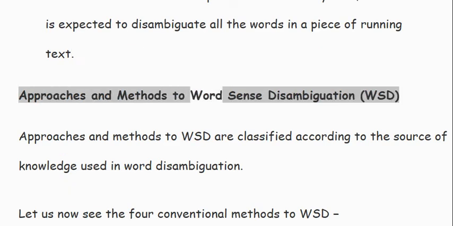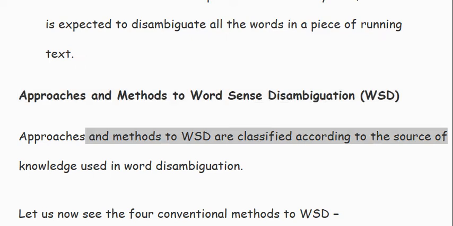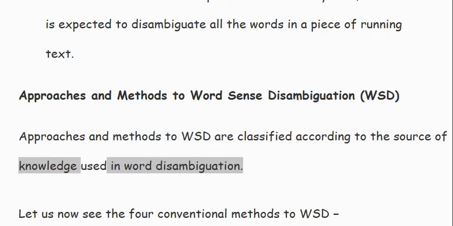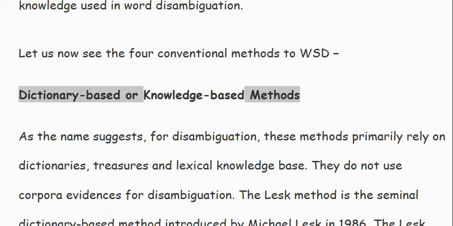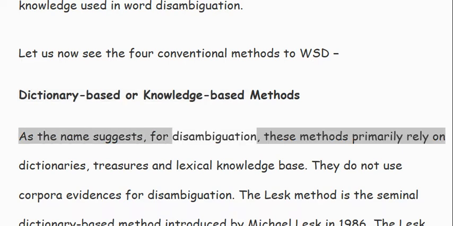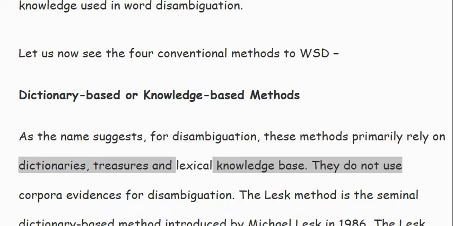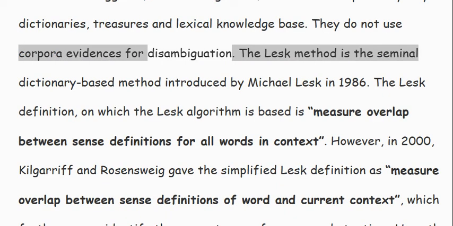Approaches and methods to word sense disambiguation, WSD. Approaches and methods to WSD are classified according to the source of knowledge used in word disambiguation. Let us now see the four conventional methods to WSD. Dictionary-based or knowledge-based methods. As the name suggests, for disambiguation, these methods primarily rely on dictionaries, thesauri, and lexical knowledge bases. They do not use corpora evidence for disambiguation.